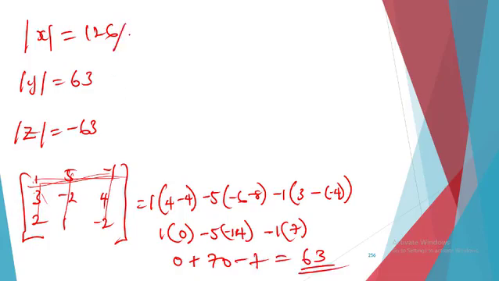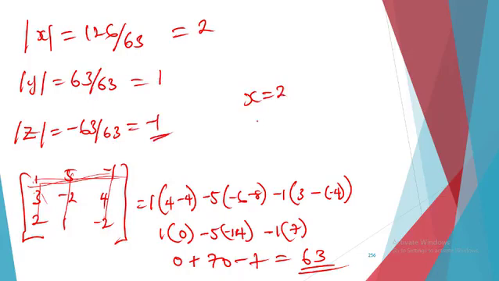We then divide everything here by 63. So 126 divided by 63, what do we have? We have what? 2. 63 by 63 is 1. Minus 63 divided by 63 is minus 1. So the value of x is 2, the value of y is 1, and the value of z is what? Minus 1. And that's the solution to the problem here on the screen.